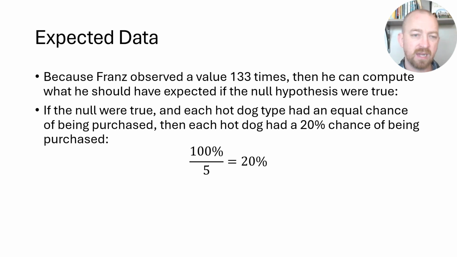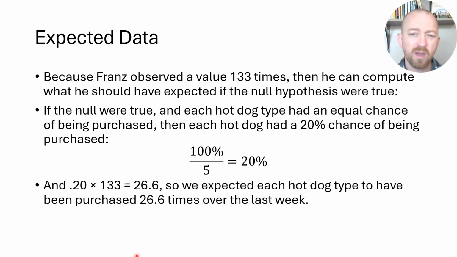Now, a way you could figure that out is just to take 100% and divide it by however many cells that you have, if it's a 1-variable chi-squared analysis. And of course, 100% divided by 5 is 20%. Okay. So what that means is that if I multiply 133 hot dogs by 20%, that tells me how many of those hot dogs I should have expected to see in any given category. And in this case, that's 26.6 hot dogs.